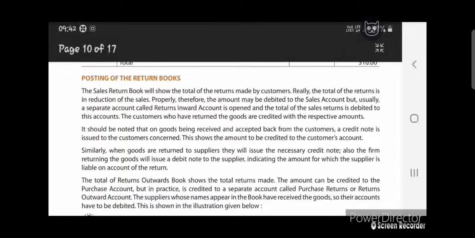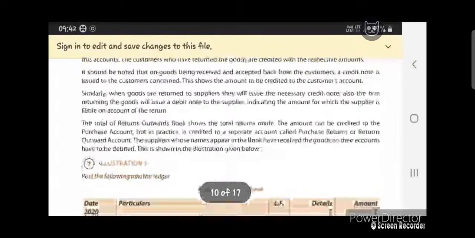It should be noted that on goods being received and accepted back from the customer, a credit note is issued to the customer concerned. This shows the amount to be credited to the customer's account. So, when you receive the goods from the customer and accept them, you should issue a credit note, so that you know how much amount should be credited to the customer's account.